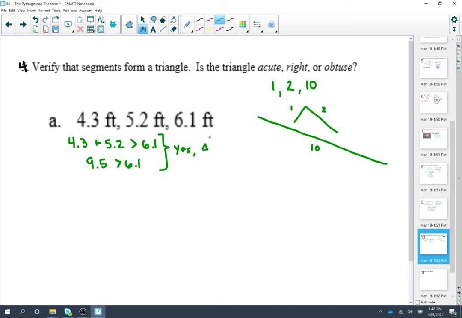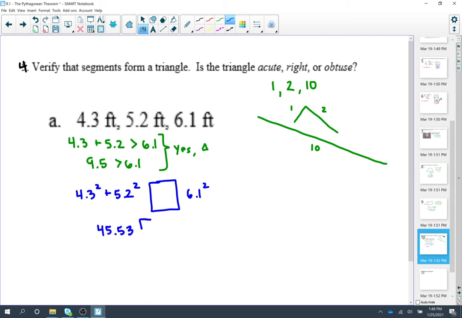Now, it doesn't tell me whether or not it's acute, right, or obtuse. It just says yes, you can make a triangle. Now we have to figure out, is it acute, is it right, or is it obtuse? So we're going to use the Pythagorean theorem, and I'm going to start with small side squared plus other small side squared, and then I'm going to put a box because I don't know if they're equal, and then 6.1 squared. Using my calculator, I'm going to use 4.3 squared plus 5.2 squared, which is 45.53.